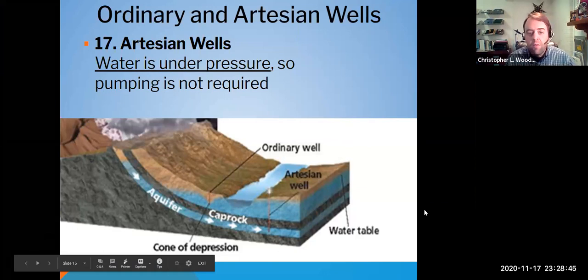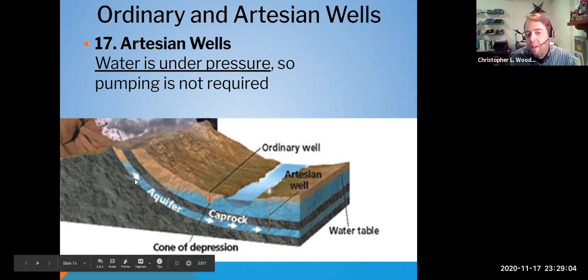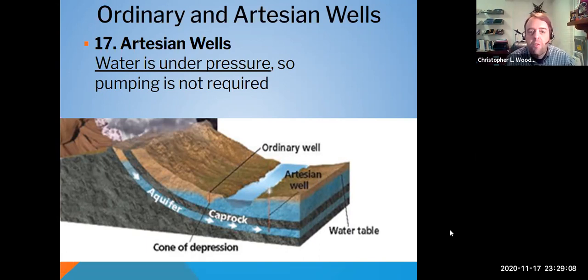You still have the cone of depression. You can still get contaminants from runoff, from fertilizers, pesticides, but the big thing here is you may not have contaminants that get through that aquitard, that cap rock. So you primarily have contaminants from other sources, but artesian well, water under pressure.